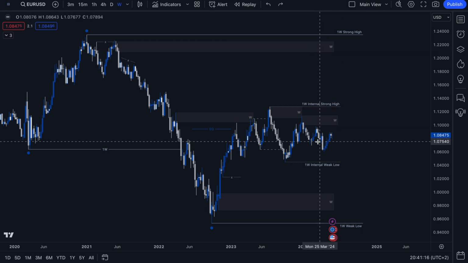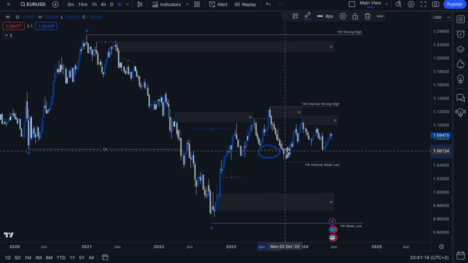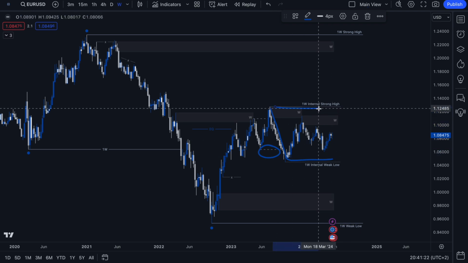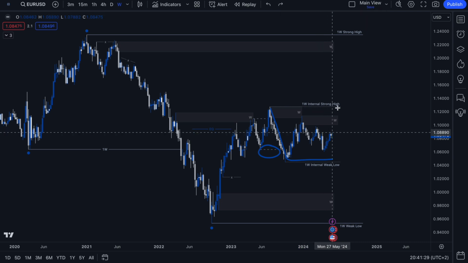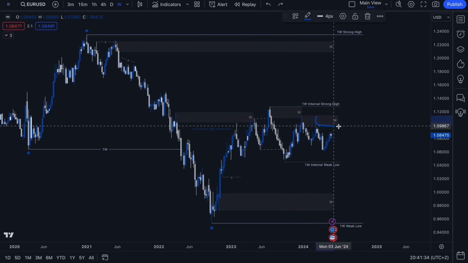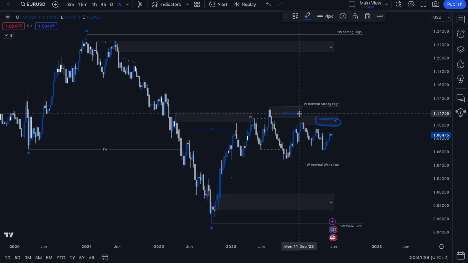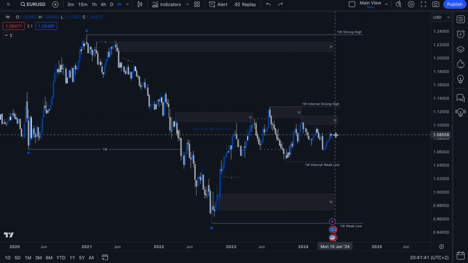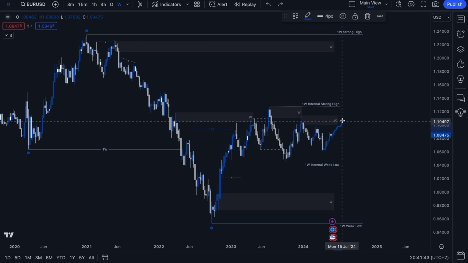Now, just a quick reminder, when I'm talking about weekly internal structure and weekly internal range, I am referring to daily structure and daily ranges, and you will see that in just a minute when we drop down to the daily time frame. Now, focusing on this internal range, I want to draw your attention to this weekly supply zone, which forms part of a weekly supply chain. This POI is going to be our next potential buy target going into the month of June 2024.